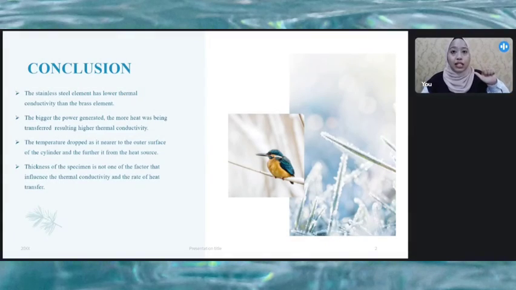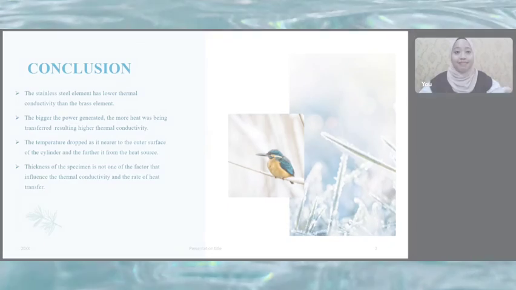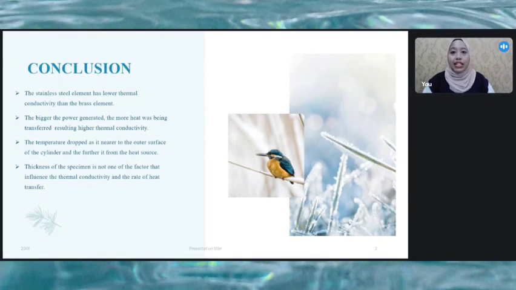The thermal conductivity of heat transfer for different elements, the temperature profile, and the rate of heat transfer resulting from radial conduction were experimentally investigated in this study. From the results of the linear heat conduction experiment, the stainless steel element has lower thermal conductivity than brass element.